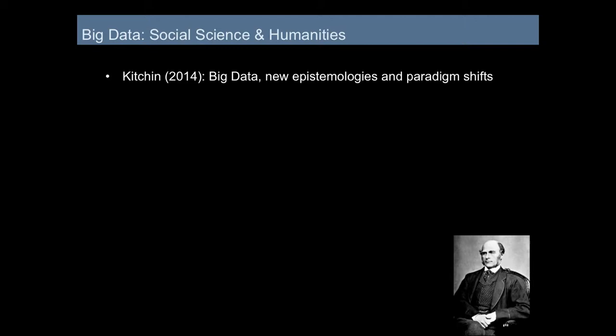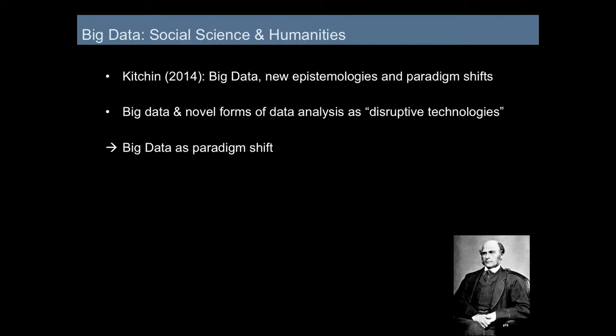I want to give you some examples of what these potential changes in science may be. In an article by Rob Kitchin, which was just published, called Big Data, New Epistemologies and Paradigm Shifts, Kitchin is basically arguing that big data and novel forms of data analysis can be considered disruptive technologies, and he considers big data to be really a paradigm shift. What is important in this paradigm shift, where we find new and contested epistemologies, is that different disciplines and different scientists want to make new claims about what knowledge should be gathered, how it should be gathered, and what the implications are.